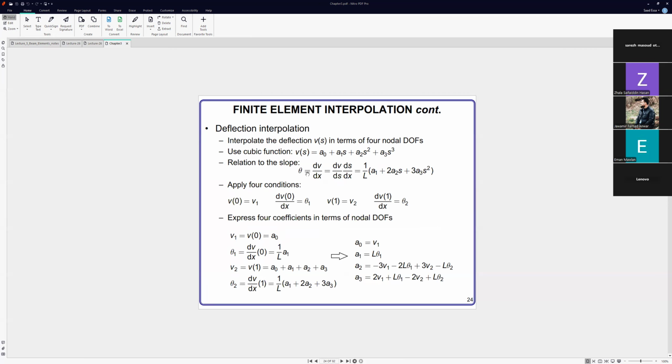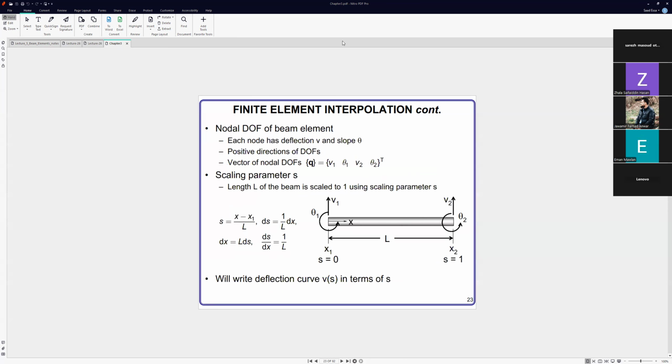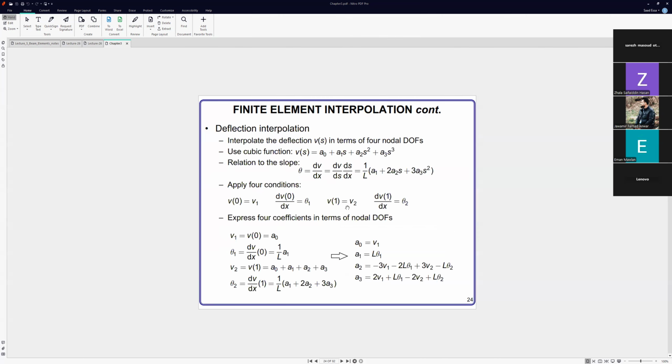For the slope, theta is equal to dv over dx, which means dv over ds times ds over dx, where ds over dx is 1 over L. So dv over ds is equal to a1 plus 2 a2 s plus 3 a3 s squared. Now apply the conditions: v at 0 is equal to v1, and dv over dx at 0 is theta 1. And v at 1 is equal to v2. This is important.